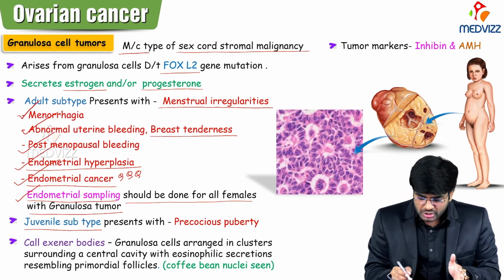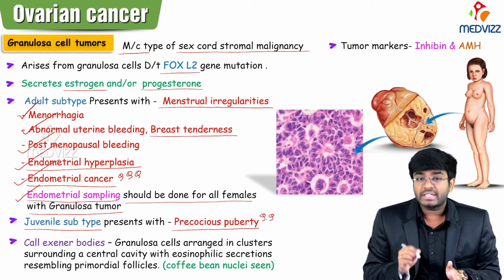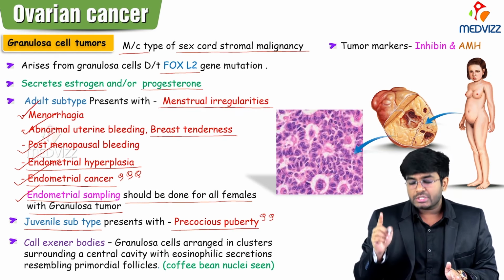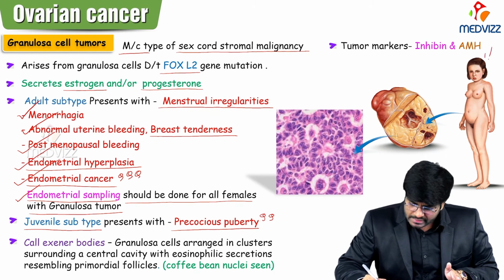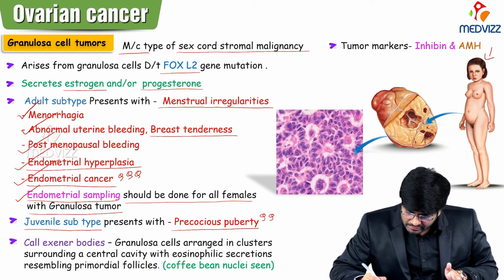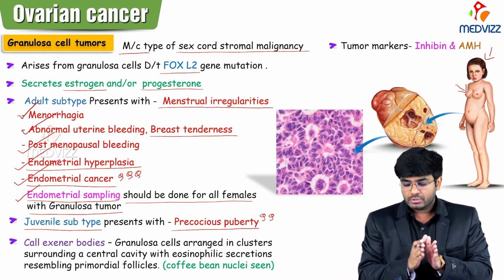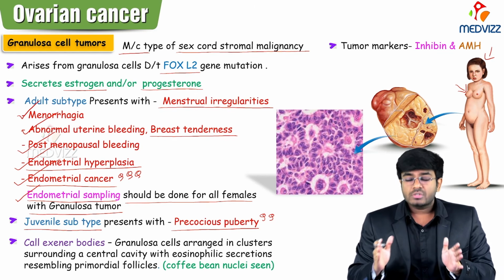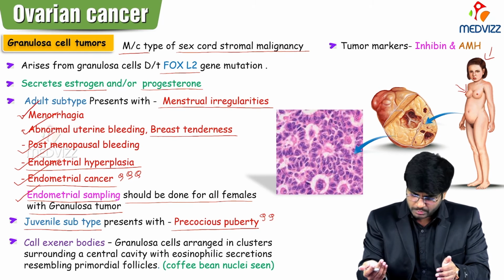So there will be precocious puberty. A female is going to present with precocious puberty, especially if she is a child. Okay, see here, the small child is having abnormal breast development for her age. For her age, there shouldn't be that much breast development. So in the juvenile subtype, she is going to present with precocious puberty.